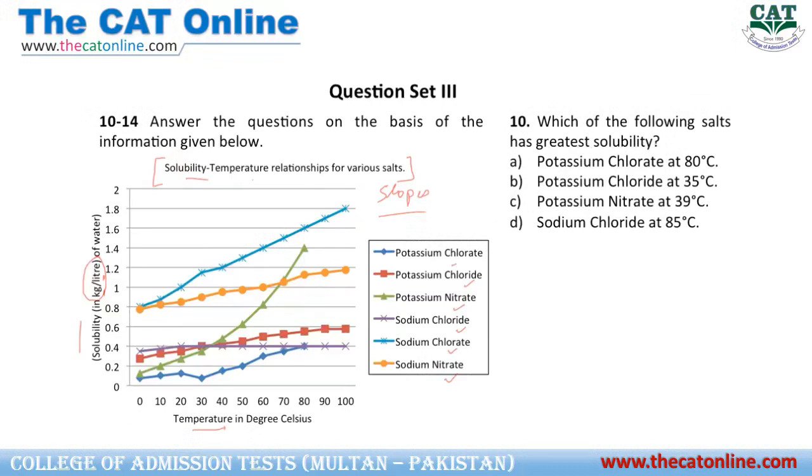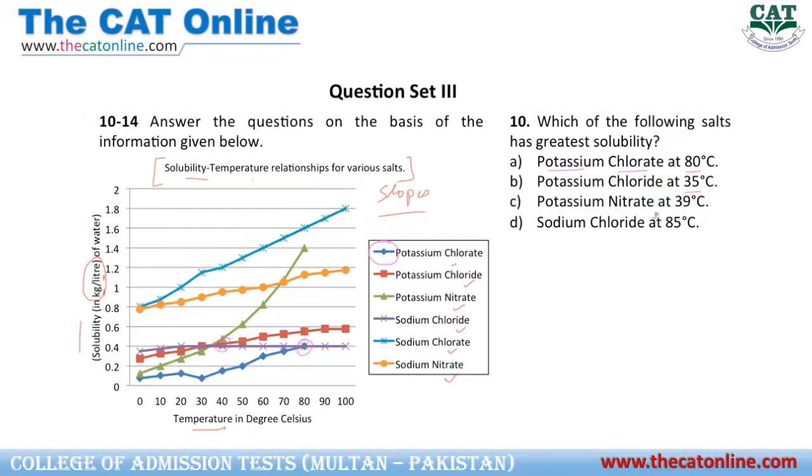So the first, I'll just change the ink color. The first salt is potassium chlorate at 80 degrees Celsius. Potassium chlorate is given by this blue line here at 80 degrees Celsius. The answer is somewhere near 0.4. Potassium chloride at 35 degrees Celsius. So let's look at potassium chloride at 35 degrees Celsius. It is also somewhere close to 0.4 itself.